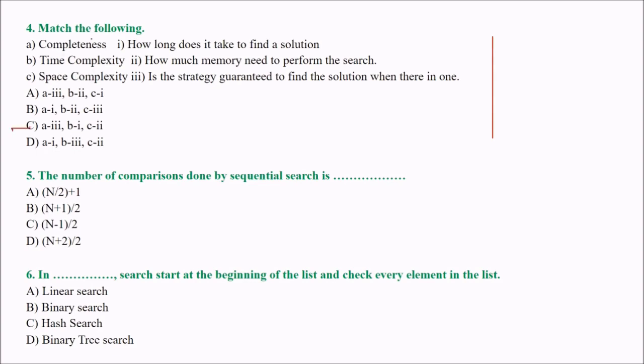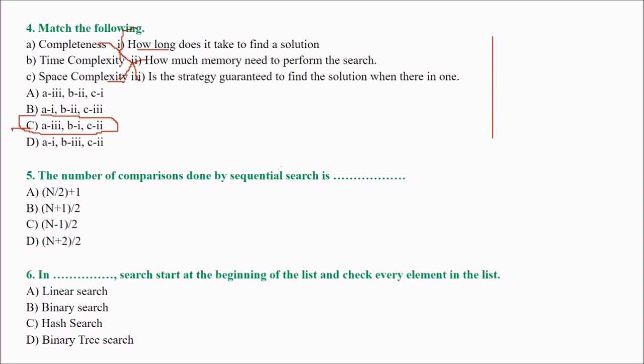So let us see. First, the completeness. It is the strategy guaranteed to find the solution when there is one. So this is completeness. This is correct. Then B is one, that is time complexity. How long does it take to find a solution? This is time complexity. Space complexity is about the memory. So C is how much memory you need to perform this. This is correct. So we go with this answer, C.